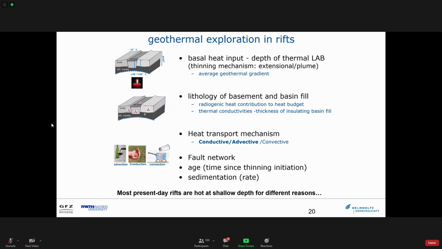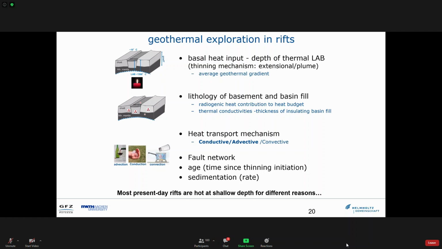Then I would need to check the lithology of the crystalline basement and of the basin fill, because these two components add to the heat budget in terms of radiogenic heat. And in particular, the upper crust adds more than 50% to the total budget of heat in such a system. And of course, the thermal conductivities, chimney effect at the rift shoulders, and insulation in the area of the rift proper with the insulating basin fill is also important. Then, of course, we have heat transport mechanisms. So we may not only have a conductive setting, we may have advection, we may have even density-driven convection.